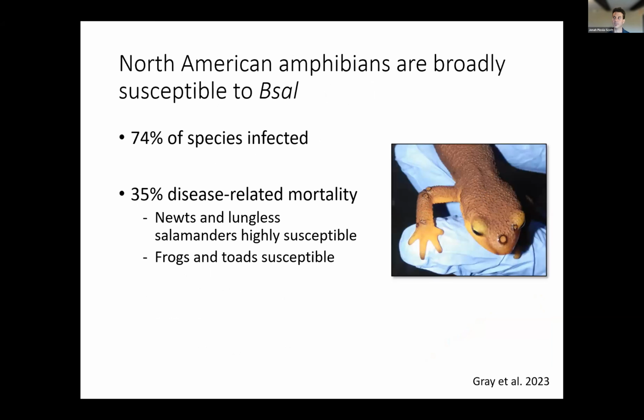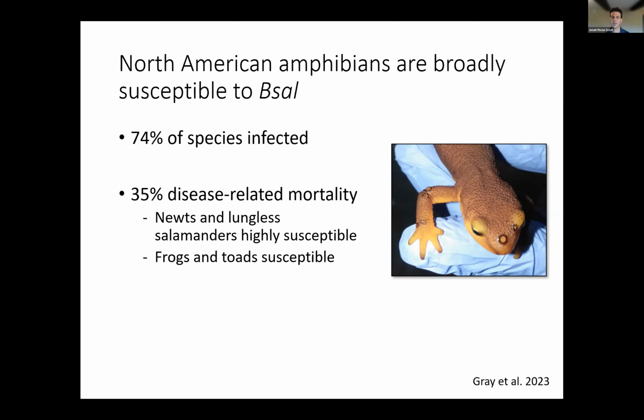A summary of a bunch of these experiments came out earlier this year, and the take-home message is that North American amphibians are broadly susceptible to B-Sal. 74% of, I think this covered 36 species, were infected when we exposed them, and 35% of the species we evaluated experienced disease-related mortality. It was not uniform across different groups of amphibians. As with previous studies, newts and lungless salamanders were highly susceptible, and lungless salamanders are one of the more diverse groups of amphibians, including in North America, or at least diverse groups of salamanders.